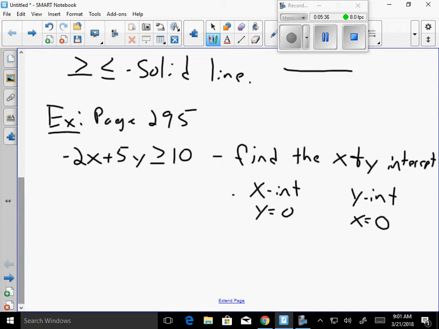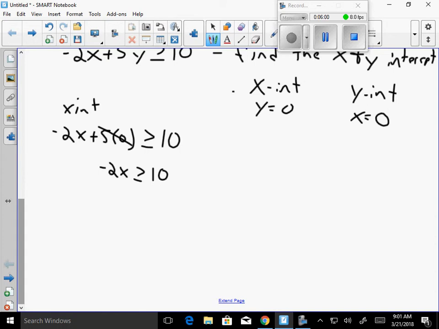So let's do the x-intercept first. So let's make y equal to 0. So the x-intercept is going to be negative 2x. Okay. 5 times 0 is just 0, so I don't have to write it out anymore. So now I'm just left with negative 2x greater than 10, or greater than or equal to 10. Okay? All right. So now to solve for x, I just divide everything by negative 2, right? Do you choose if you're going to go with the x or the y? You do them both anyways. So whichever one you pick first is up to you. Okay?